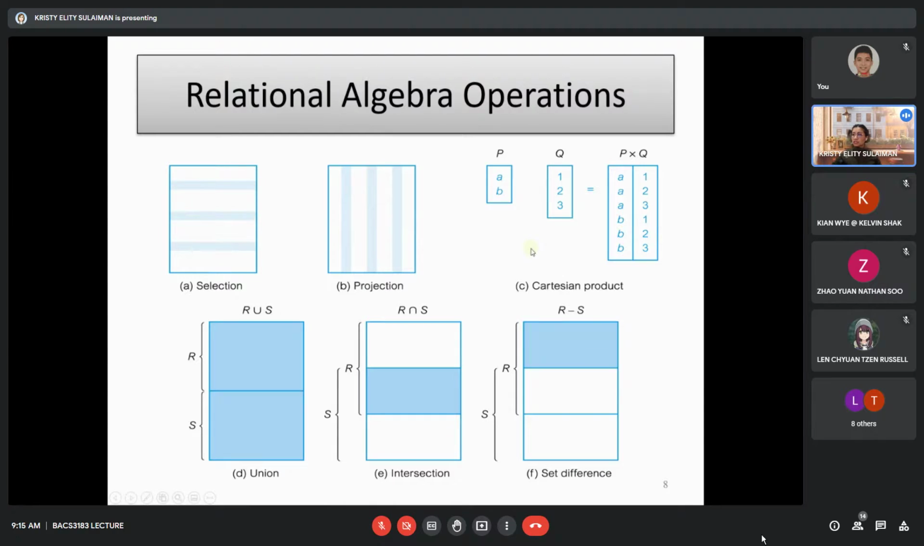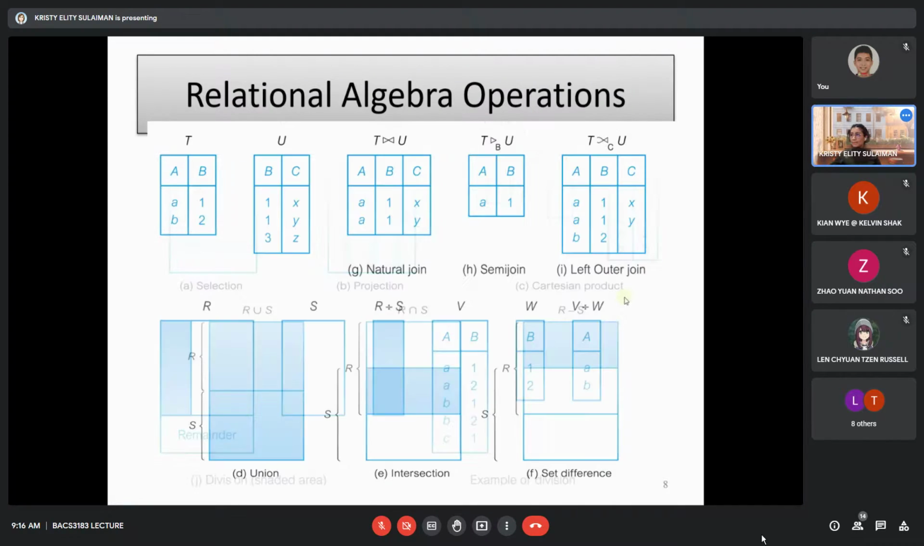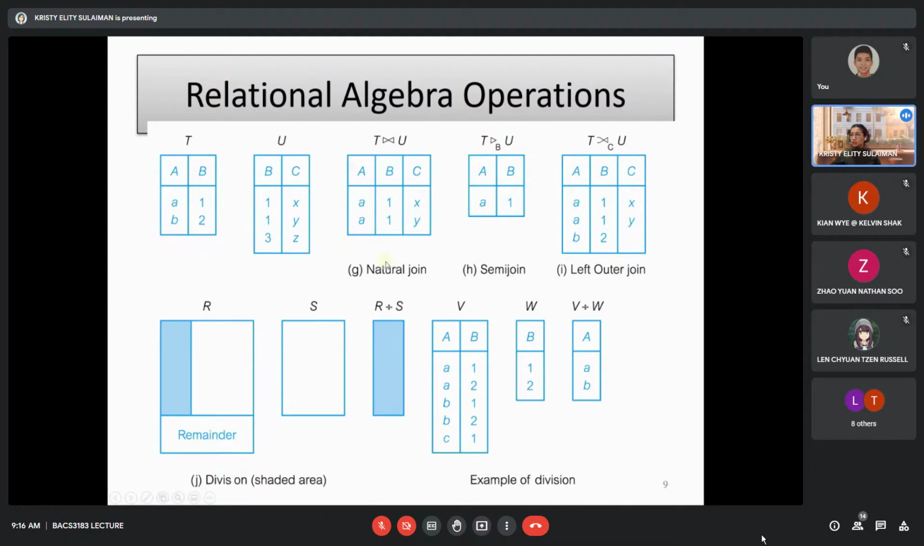We have projection, which looks like this, and we have the Cartesian product, which is represented like this, and then union, intersection, and set difference. I think we will not cover this one, it is not included in this lecture, but you can read about the Cartesian product in the ebook. Then we have natural join.